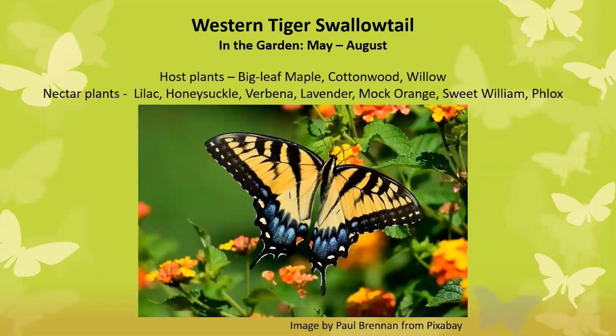And swallowtails are ones that I tend to see in my garden. And probably that's because there are big leaf maple and cottonwood nearby, which are good host trees. And in my garden, I tend to see them on clumps of phlox and verbena, two of the many nectar plants that they enjoy.